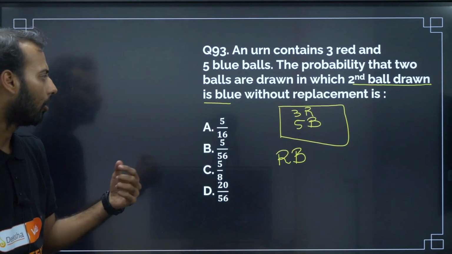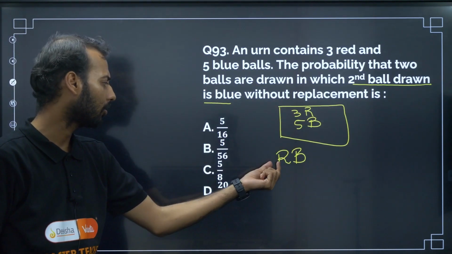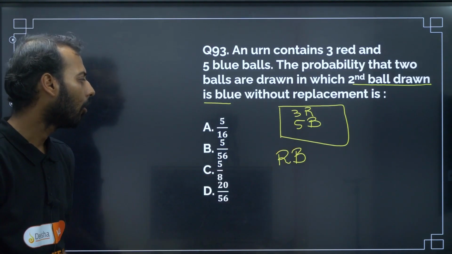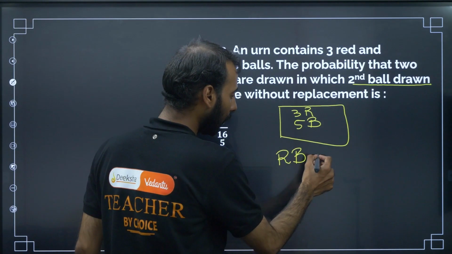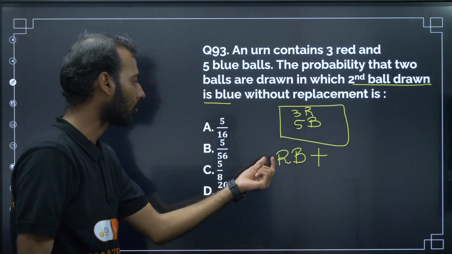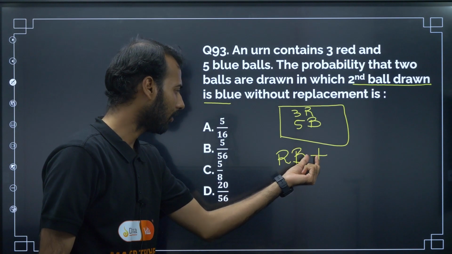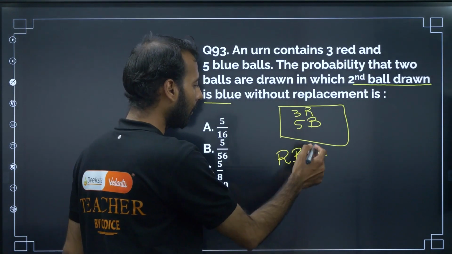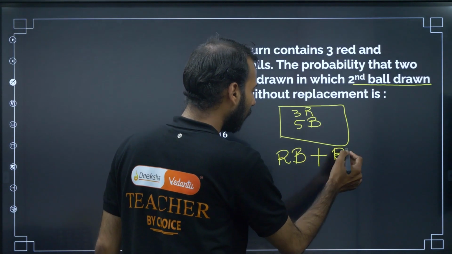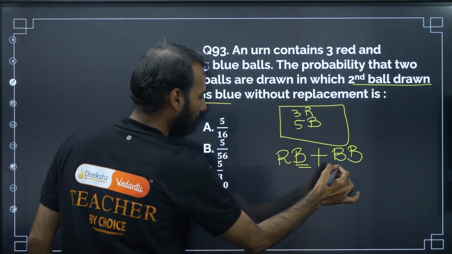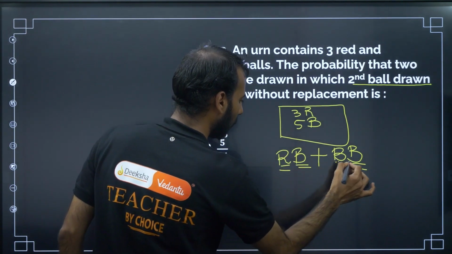So the first ball they draw, I will assume it might be red, and after that the next one might be blue. Whenever I say "or", you have to use plus. Try to recall in the laws of sets and the laws of probability, whenever "or" comes, we use plus. In the second attempt, I will get blue, because the second ball drawn is blue. This is already fixed. So there are two possibilities.